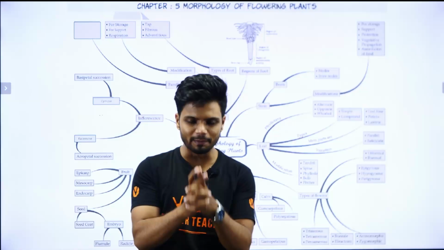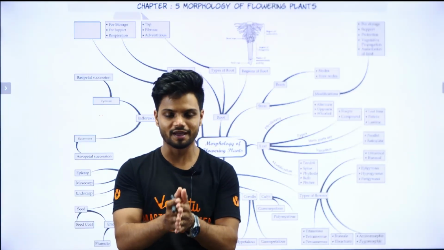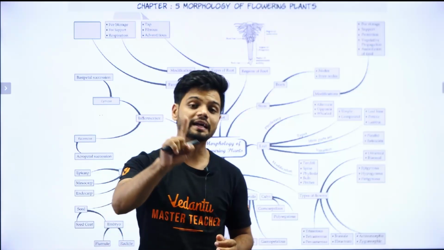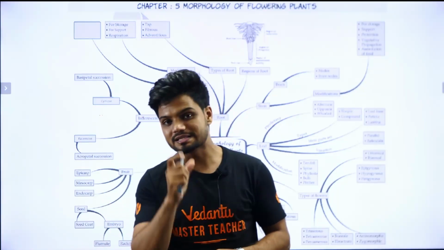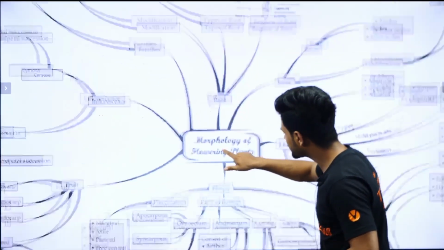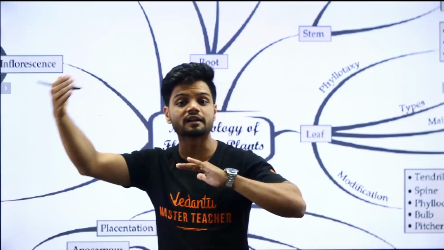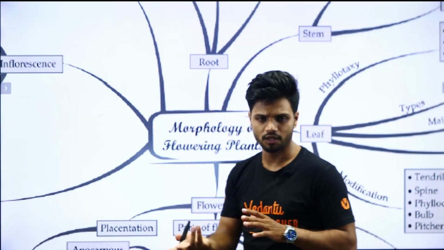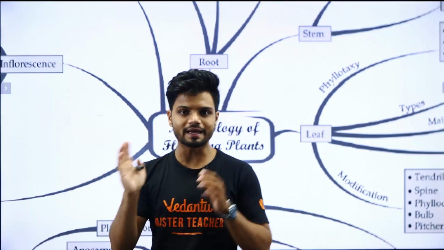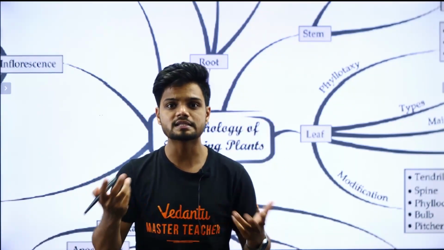In today's video, we'll be summarizing the entire chapter of your Morphology of Flowering Plants with the help of a mind map, including the examples where the questions will actually be asked. Starting off with the definition: what is the meaning of morphology? Morphology means the external features of the flowering plants, those are your angiosperms. Now, what are these external features? The external features include root, stem, leaf, flower, fruit, and seed.